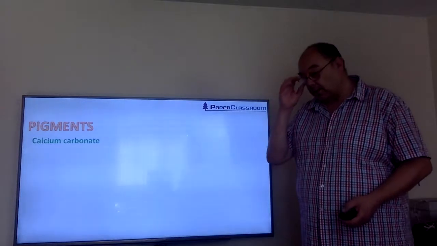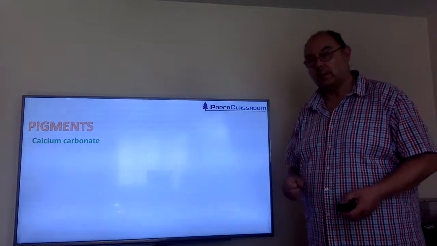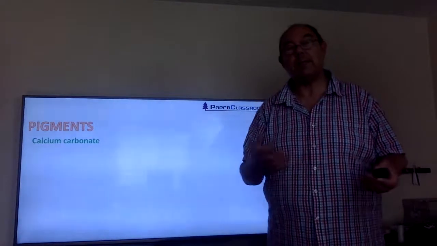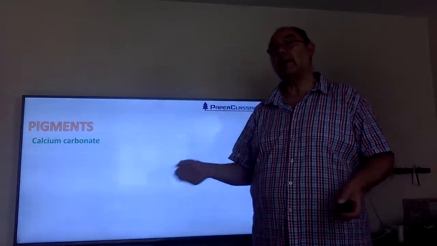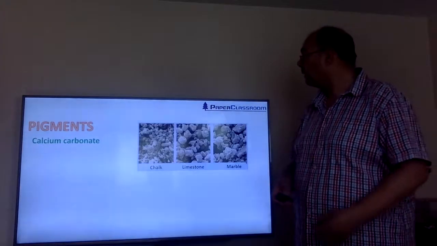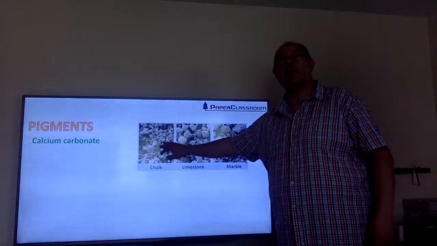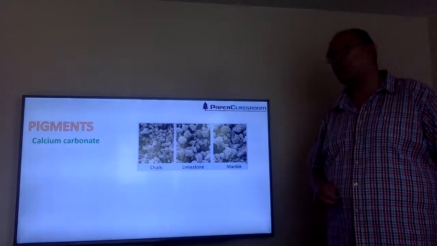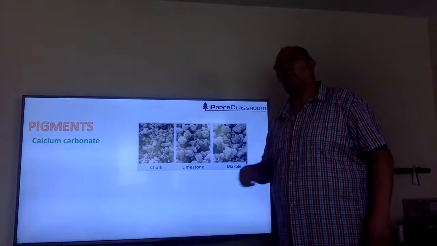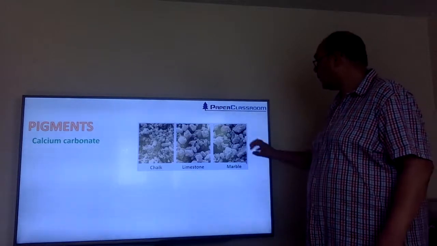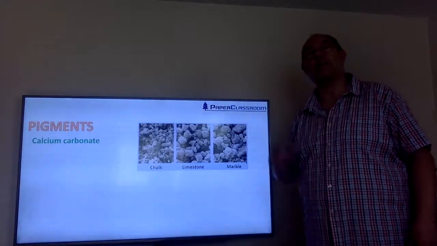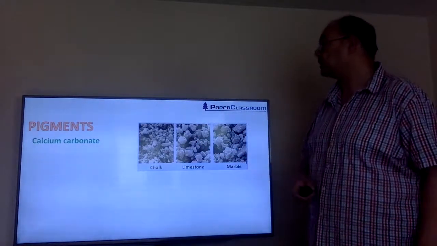Calcium carbonate is another very commonly used pigment, and there's two types of calcium carbonate we'll talk about here. There's natural calcium carbonates that you dig up out of the ground, and there's man-made calcium carbonates, or PCC as we call them. So these are typical micrographs of calcium carbonate-like material. As you see, they are typically roundish particles, but not with a smooth surface, almost like little micron-sized cauliflowers, or 10 micron-sized cauliflowers.